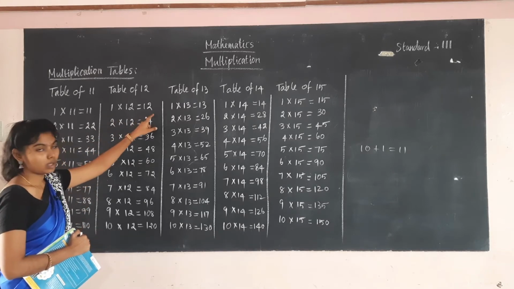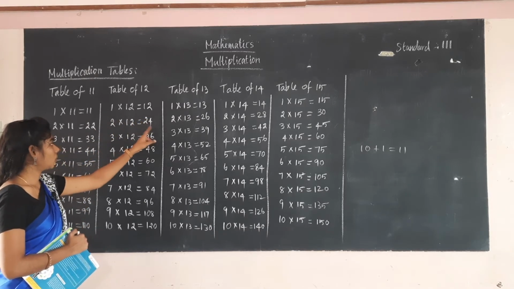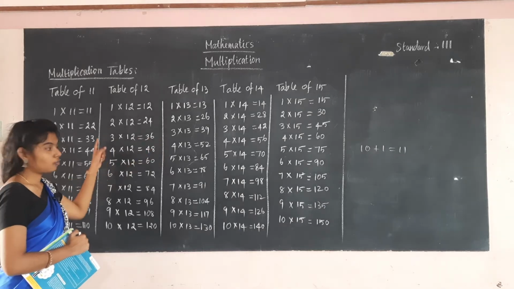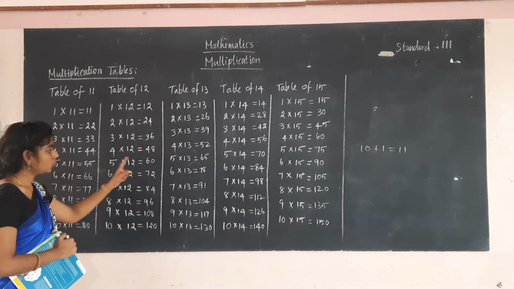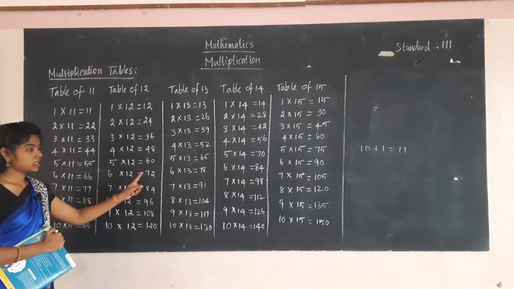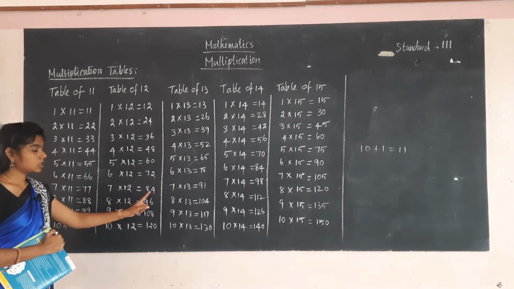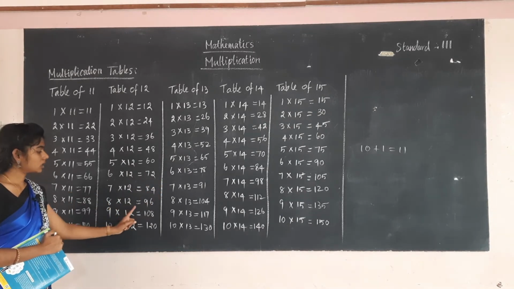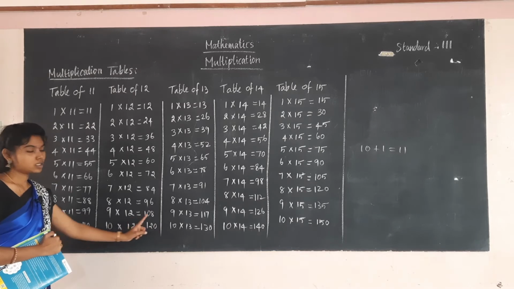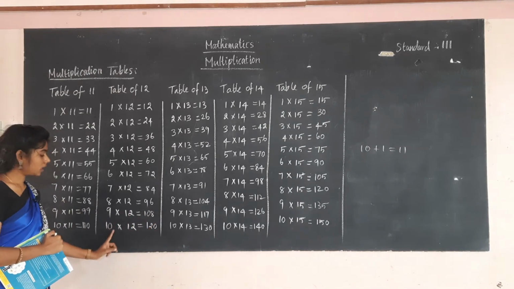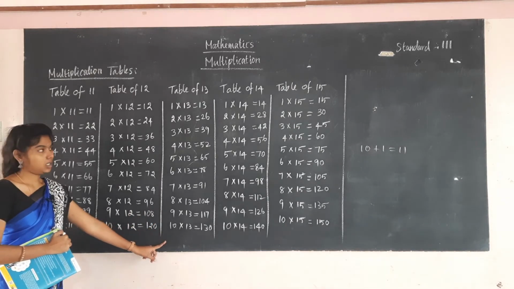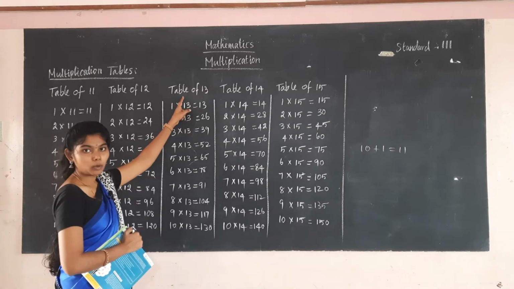1 12 is 12, 2 12s are 24, 3 12s are 36, 4 12s are 48, 5 12s are 60, 6 12s are 72, 7 12s are 84, 8 12s are 96, 9 12s are 108, 10 12s are 120. And now we shall see the table of 13.